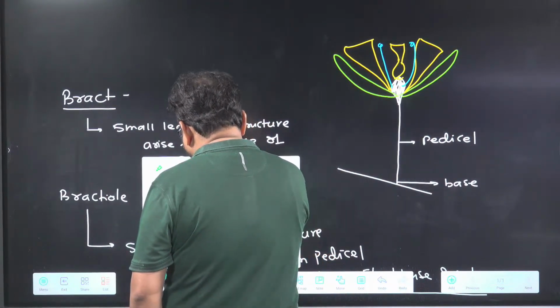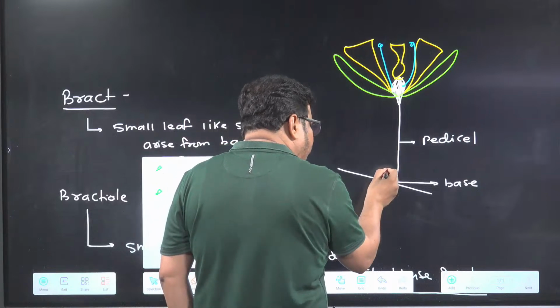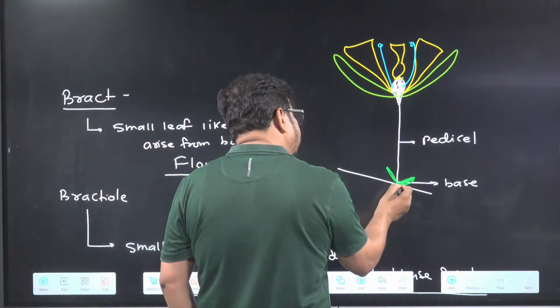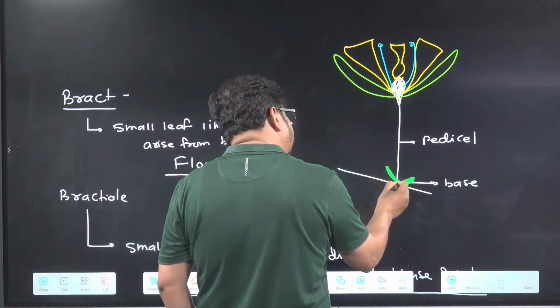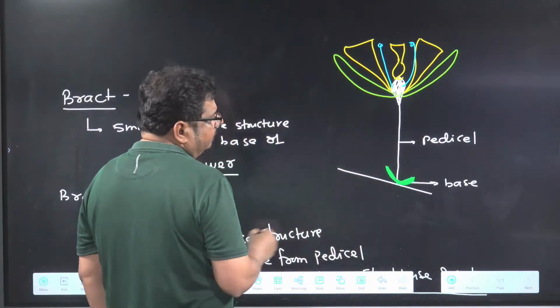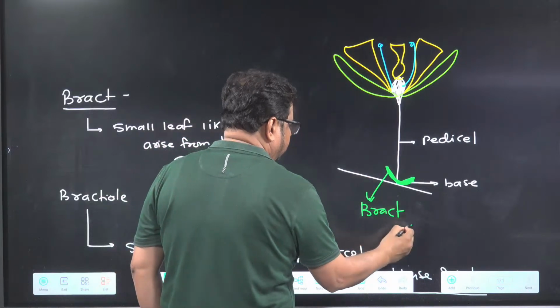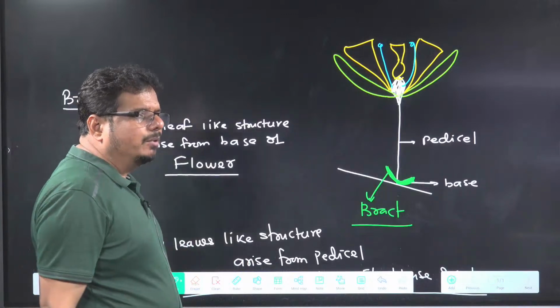Now just try to understand. When a leaf-like structure arises from the base, you see. It is the base of the flower. From here a leaf-like structure is arising. This is called bract. Picture came or not?